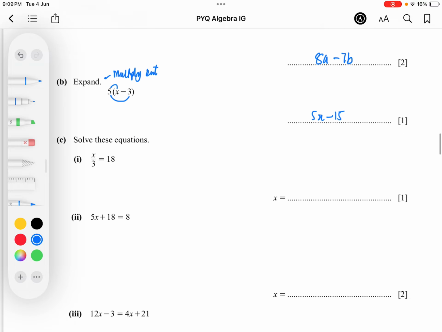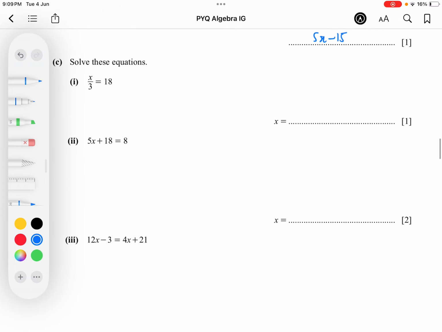That's it. Okay. Solving. Okay, you have 3 solving questions here. x over 3 is equal to 18. What do you do? Times by 3, times by 3. 3 and 3 cancel out. Simplified. So the left hand side becomes x. And the right hand side, you can use your calculator on that one. Equals 54. That's it. Straightforward. Okay, next one.